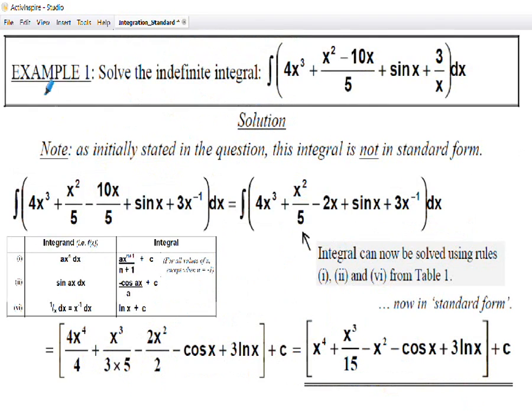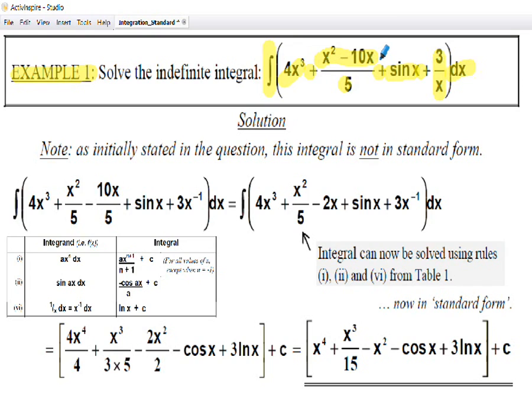In example 1, we're just going to show how to use various forms of the standard integral table to solve integration problems. So we're given the integral, and there are four functions here. We've got 4x cubed plus x squared minus 10x over 5 plus sine x plus 3 over x. All have to be integrated with respect to x.